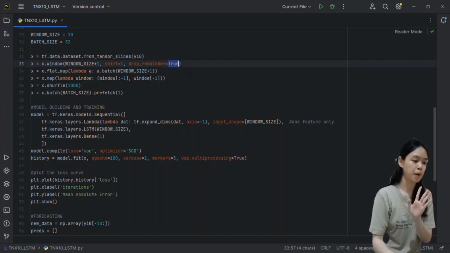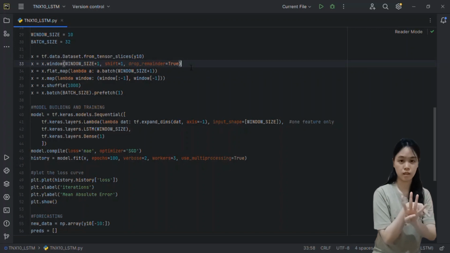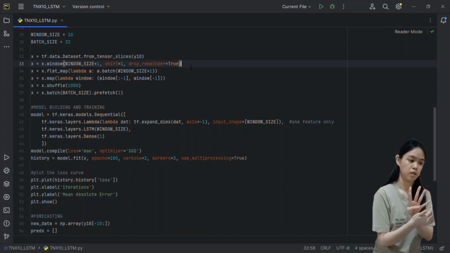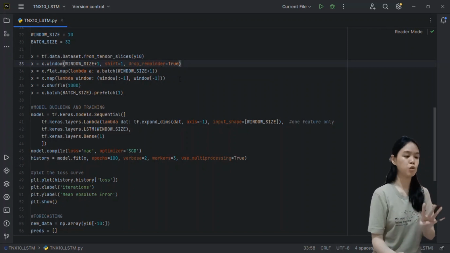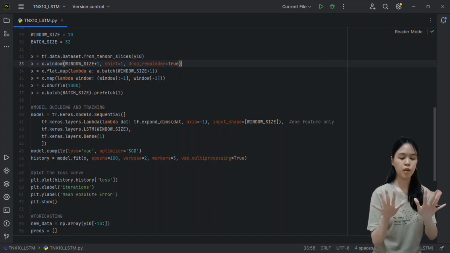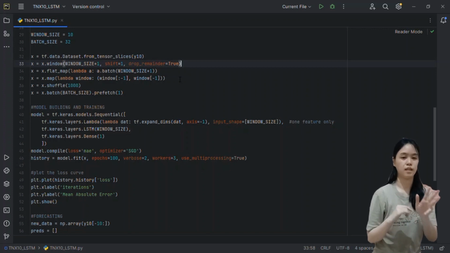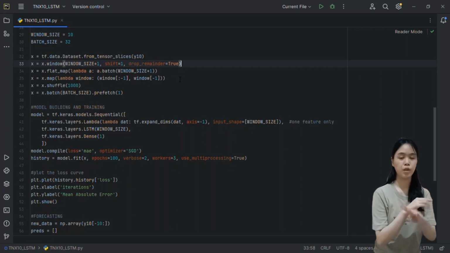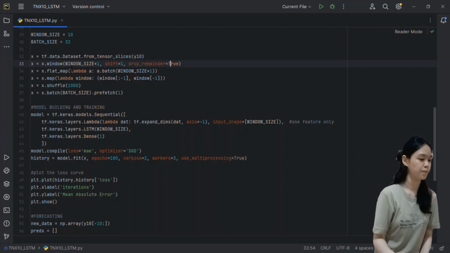If drop remainder is false, TensorFlow would take 7, 8, 9, 10, and then a not available, NA value. But we don't want that. So drop remainder true would make the windowing stop at the 6th value. So 6, 7, 8, 9, 10, and then that's it. There will be no NA values, no missing values in our dataset.